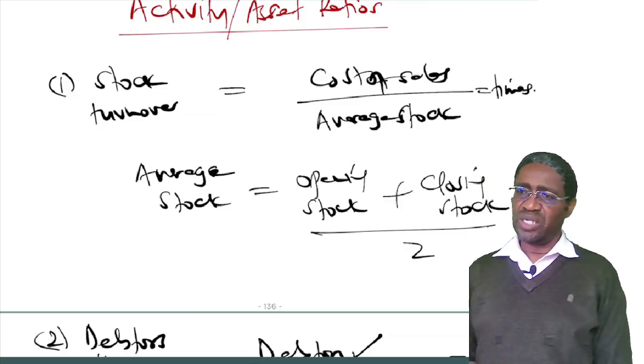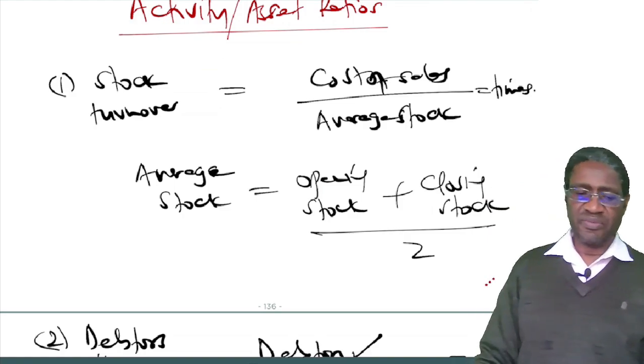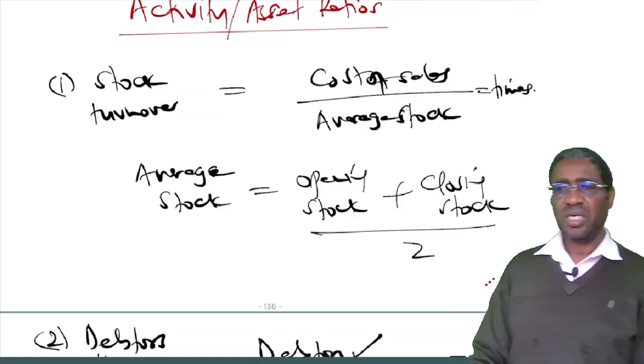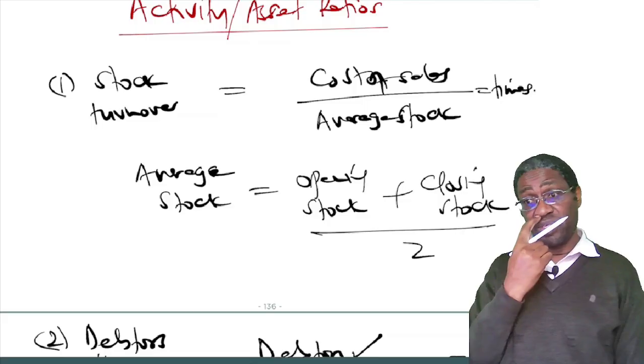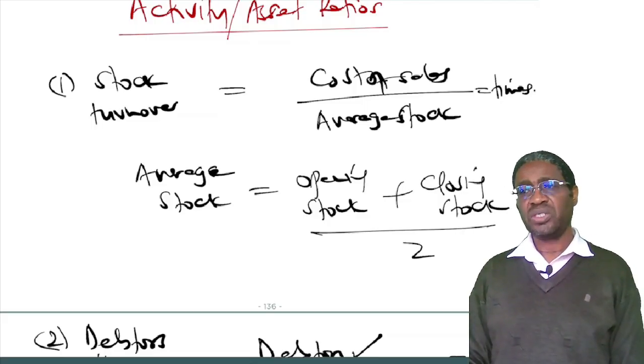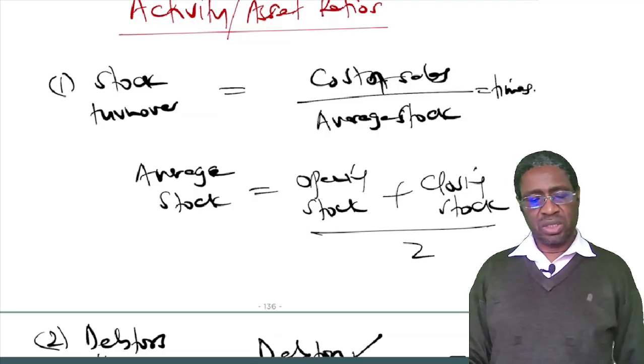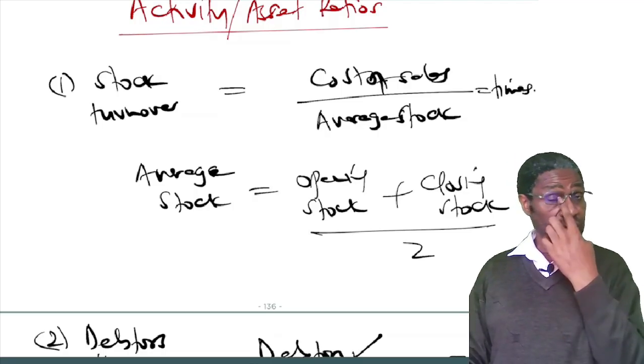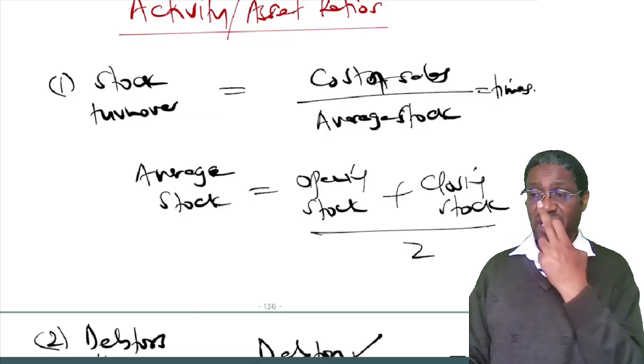Then below there, you can say average stock. Average stock equals opening stock plus closing stock divided by 2.